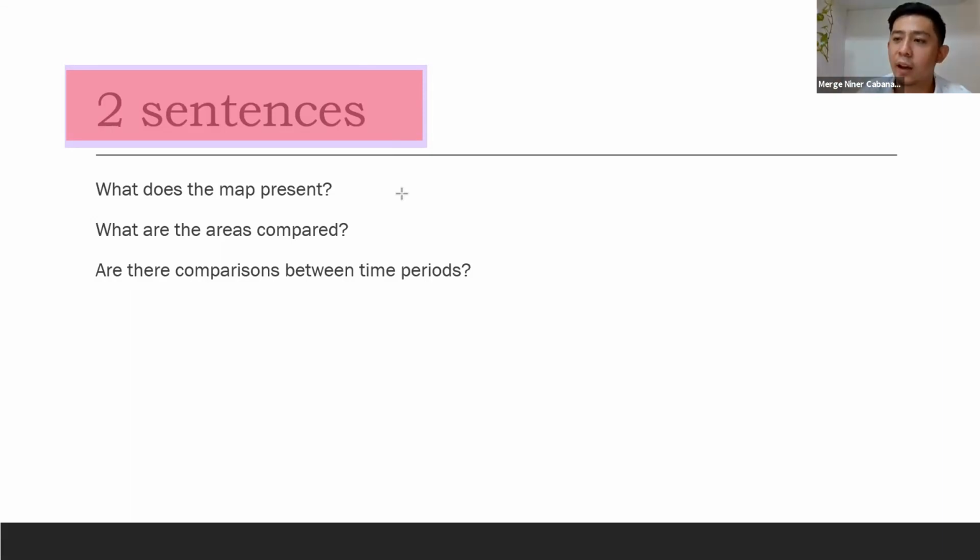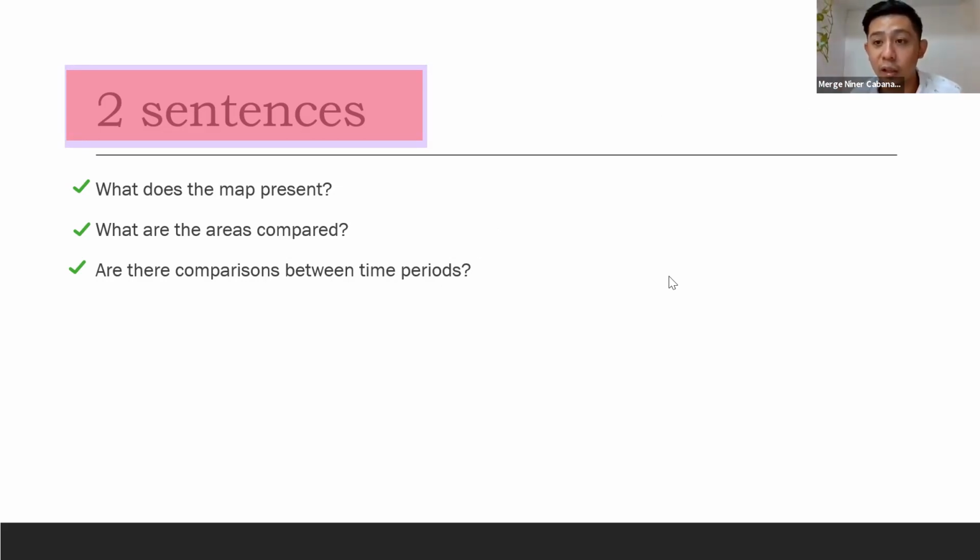One sentence for the map illustrates the blah, blah, blah. And the second sentence is what are the things that you're going to add. You're not supposed to provide any specific details here yet. So what does the map represent? Does it represent a specific region or location? What are the different areas compared, if there are comparisons, or are there comparisons between time periods? Is it a map that compares the changes between distinct timelines, one in 1962, one in 1985, and one in the present? Yes. So that is how I'm going to put an introduction right here.